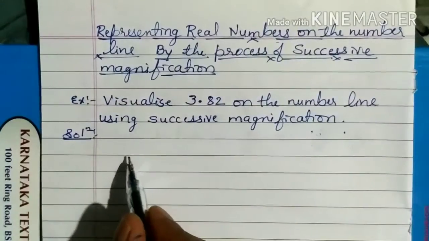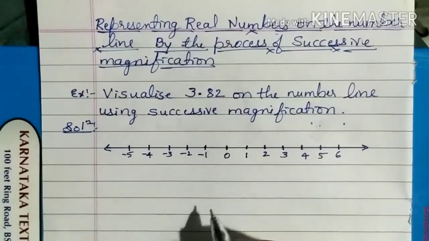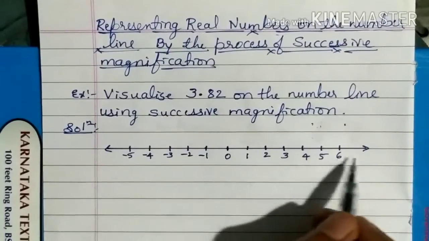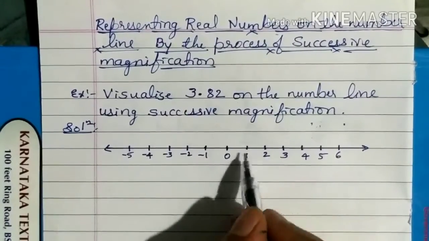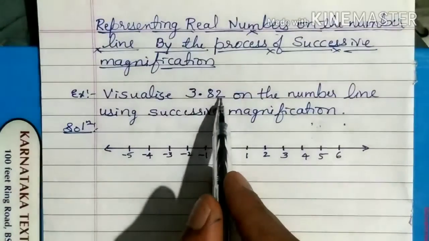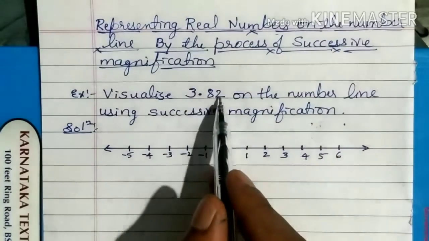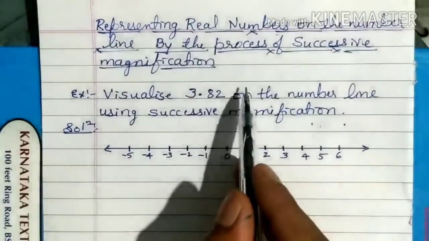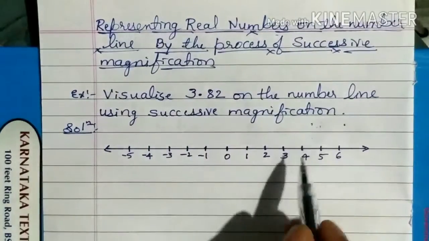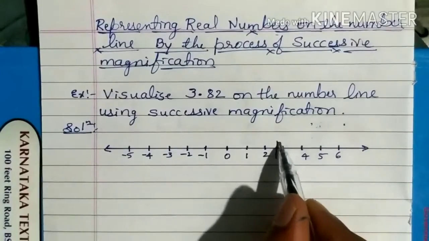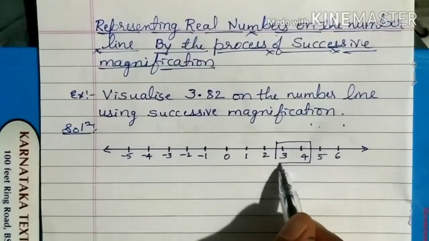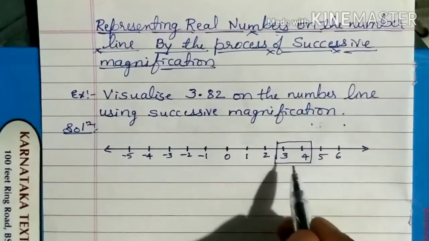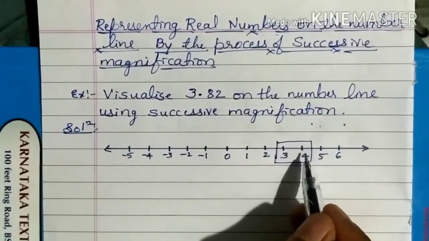If you consider the number line, you can see 0, positive numbers and negative numbers. We have to visualize 3.82. It is more than 3 and less than 4, correct? 3.8 means more than 3 but less than 4, so it should be in between 3 and 4. 3.82 lies in between 3 and 4, so now we will magnify this portion.